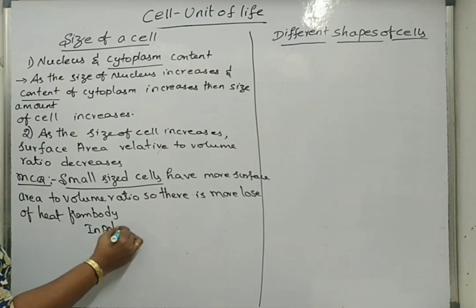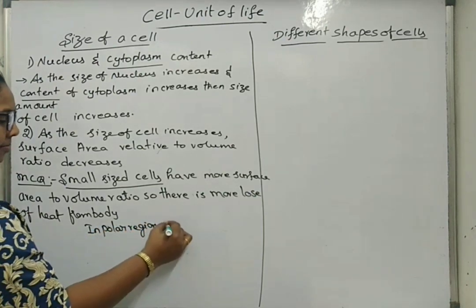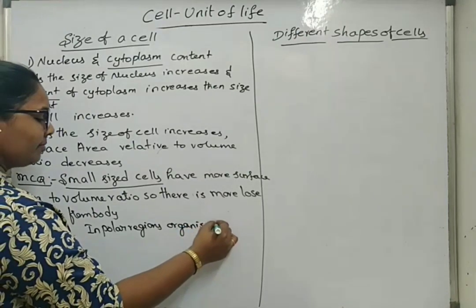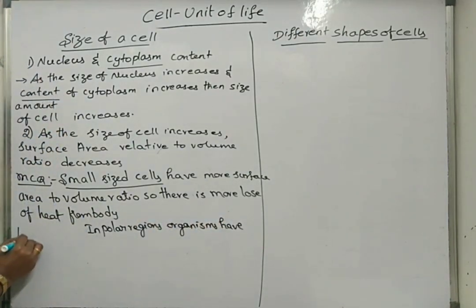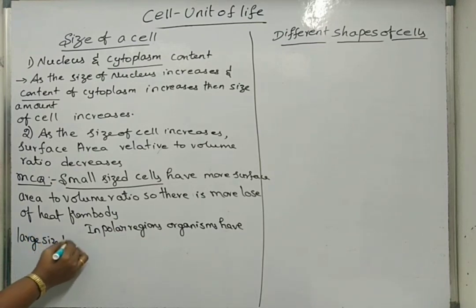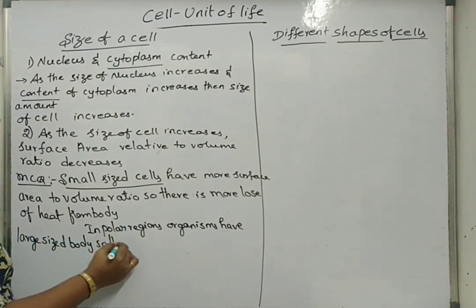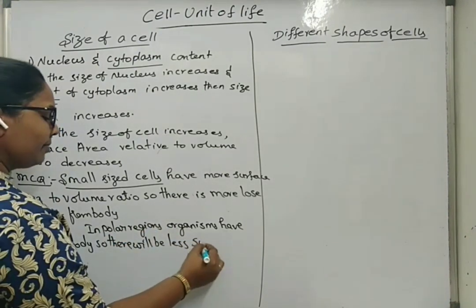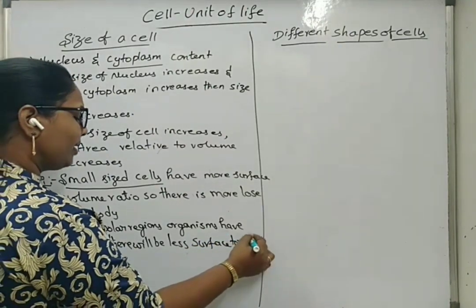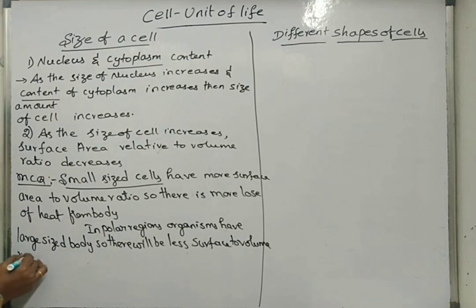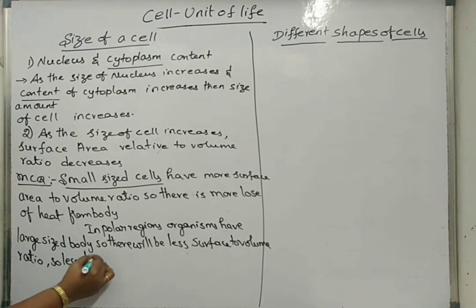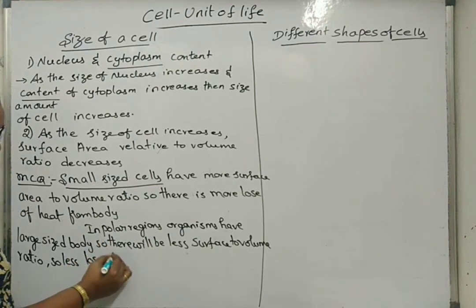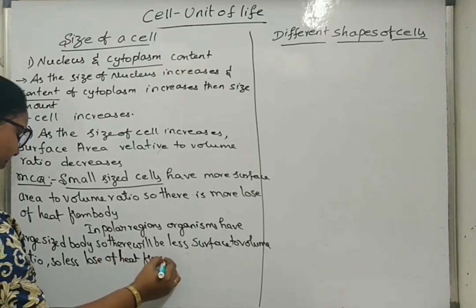In polar regions, organisms have a large sized body, so there will be a decreased surface to volume ratio. So less loss of heat from the body is seen.